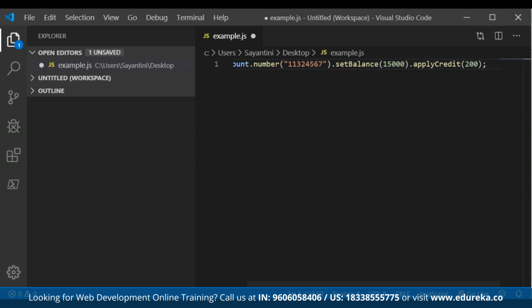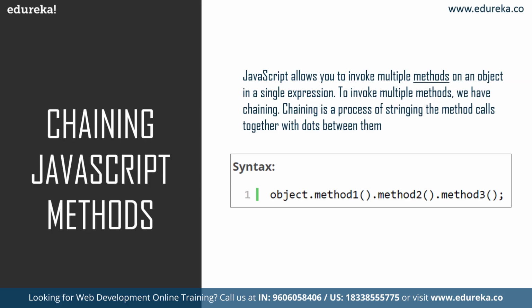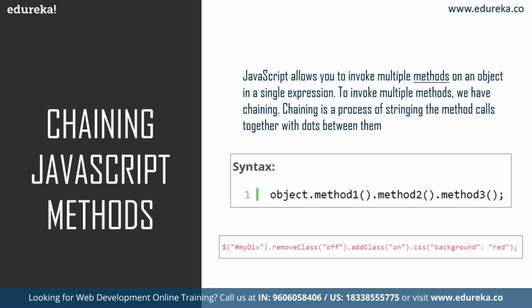So here you learn to set a banking account which consists of the account number, the balance, and a line of credit. Now chaining in JavaScript can improve performance as well as readability. Here the jQuery library uses chaining extensively. So let's take another example and see how to chain jQuery selector methods.